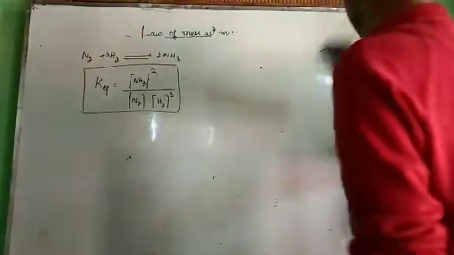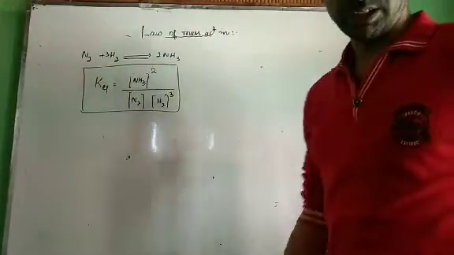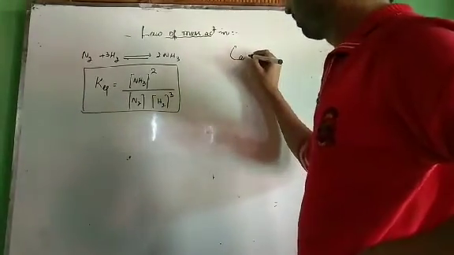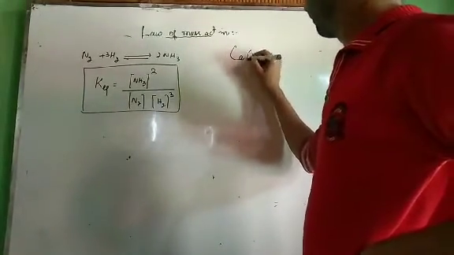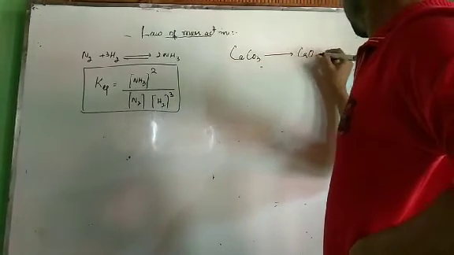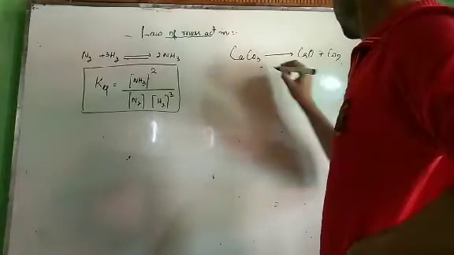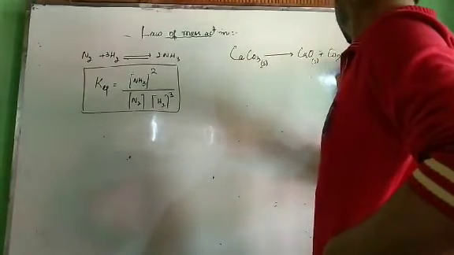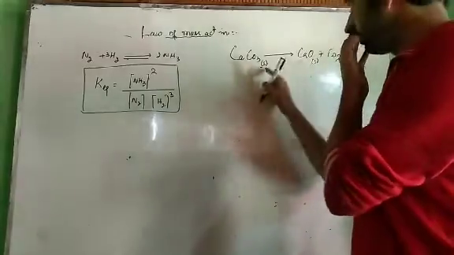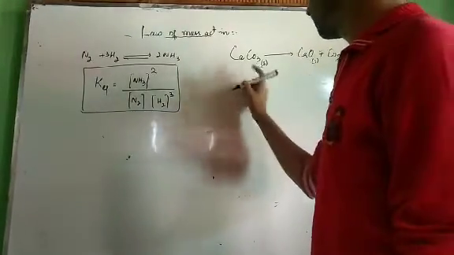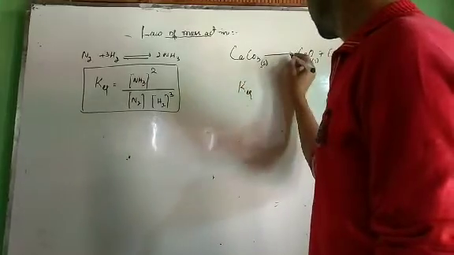Let us do 2 or 3 examples so that we can practice. Calcium carbonate decomposes to give calcium oxide plus carbon dioxide. Now see, it is written over here that this is a solid and this is a gas. What I have told you is that for a pure solid and pure liquid, the active mass is taken to be unity. First we will write K equilibrium for this reaction.